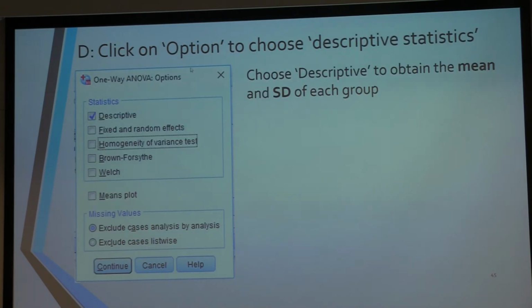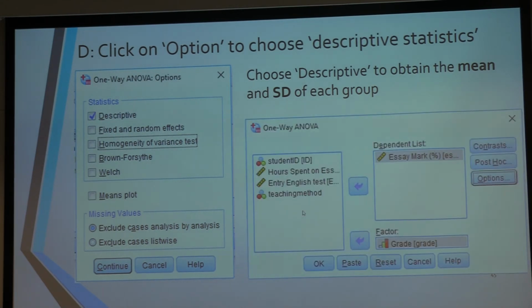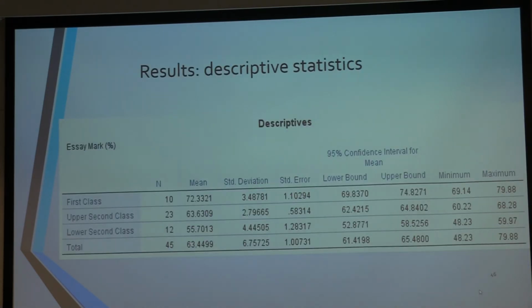Continue, then you click option, choose descriptive, then you continue and you click OK. All right, then you click OK here, and then you obtain the results. So you can see the descriptive. If you didn't click on the option, you wouldn't see this table, but I advise you to see the descriptive statistics first, right? You should see the mean and standard deviation of all the 4 groups, right? So it gives you some information, right?